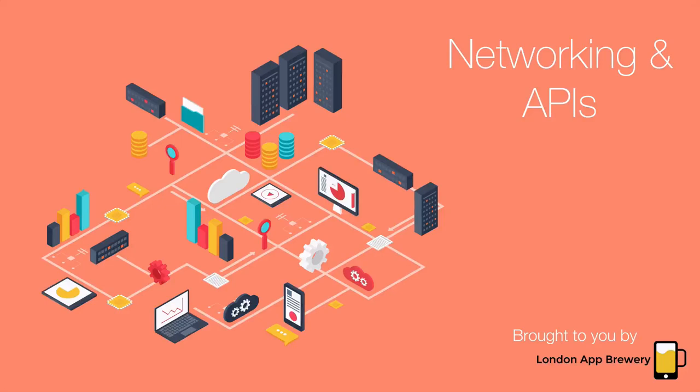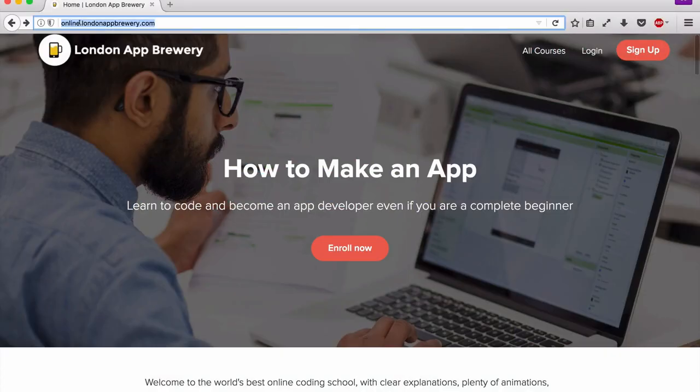Now that we've got location data for the device, we can start to request the weather information from OpenWeatherMap. But before we write the Java code, let's talk a little bit about networking to provide some context for what we're about to do.